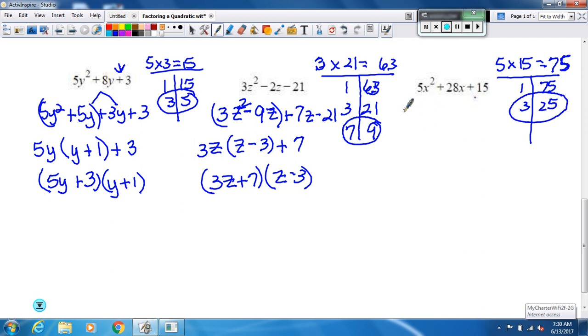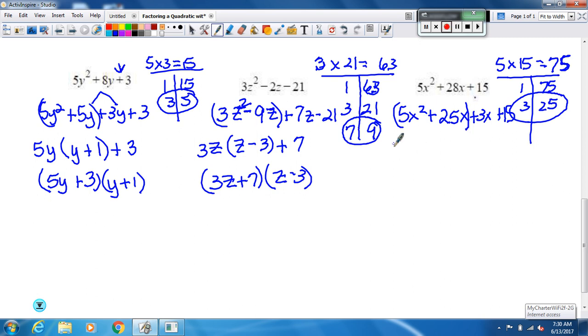Bring down the first term and the sign after it. Biggest number first. Put your x with it. I have 25x, but I want 28x, so I have to add 3x to that. Bring down the last term. Okay, group the first two.